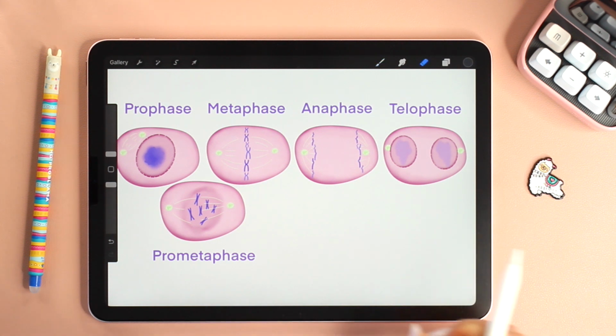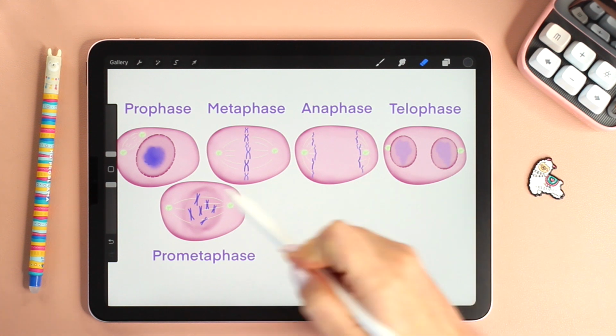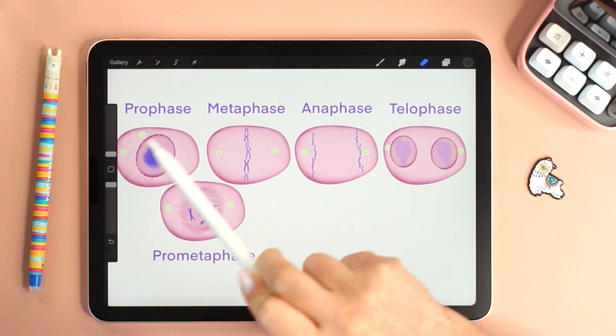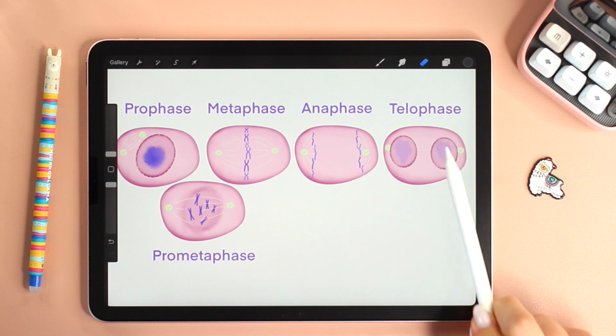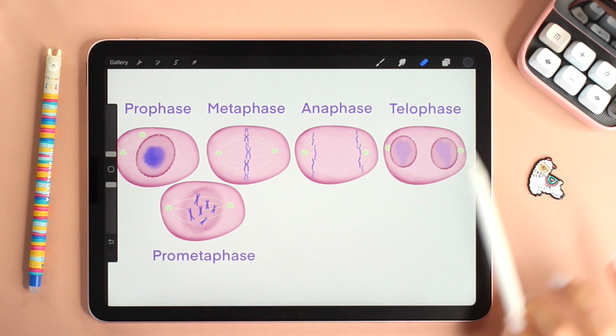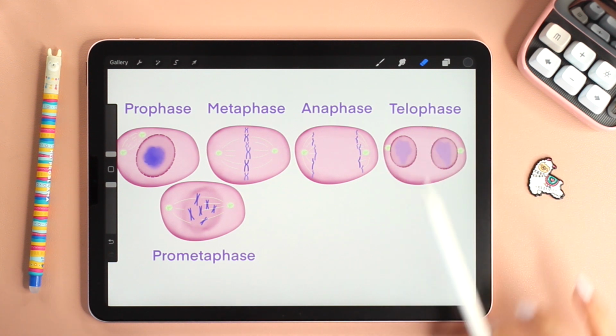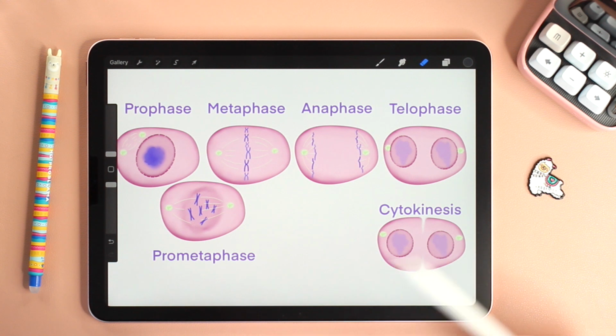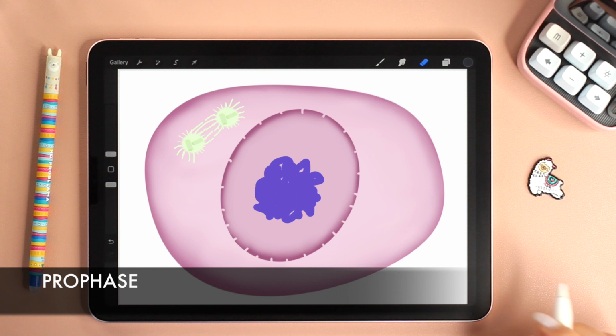It is very important to understand that mitosis is the division of the nucleus into two identical nuclei. And once those two identical nuclei are formed, the cell itself starts to divide in a process known as cytokinesis. Let's start with prophase.